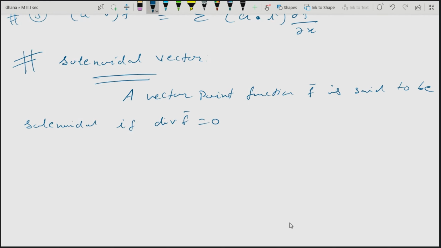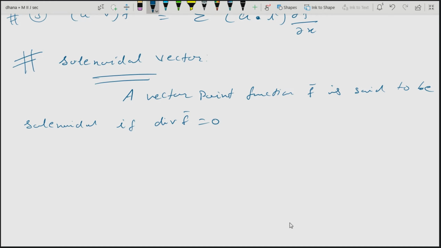So if I give a vector and ask you to check whether the vector is solenoidal or not, what you will calculate? You will just calculate the divergence of that vector. If the divergence of that vector is 0, then you can say that the given vector is solenoidal. Otherwise, it is not a solenoidal vector. Understood?